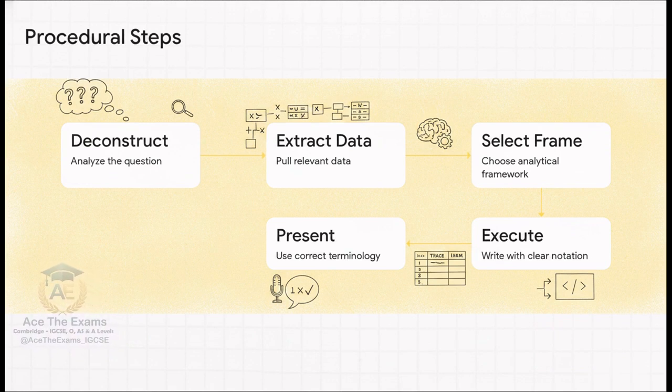Step 4. Execute with clear notation. Write your trace tables neatly using a ruler. Indent your loops properly if you are asked to write out the code. Make it easy for the examiner to read. Step 5. Present with correct terminology. Please do not say the code goes back up to the top. Say the loop iterates. It sounds so much more professional.